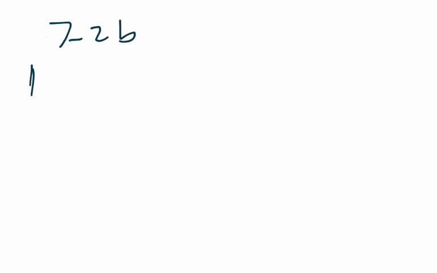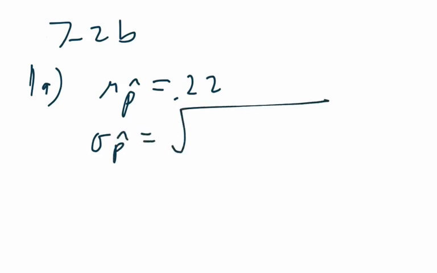So for 1A, when we're looking for the mean of p hat, that's just p, which is 0.22, and the standard deviation of p hat is the square root of 0.22 times 1 minus 0.22 divided by n, which in this case is 150. So you want to see what that is. It is 0.034.